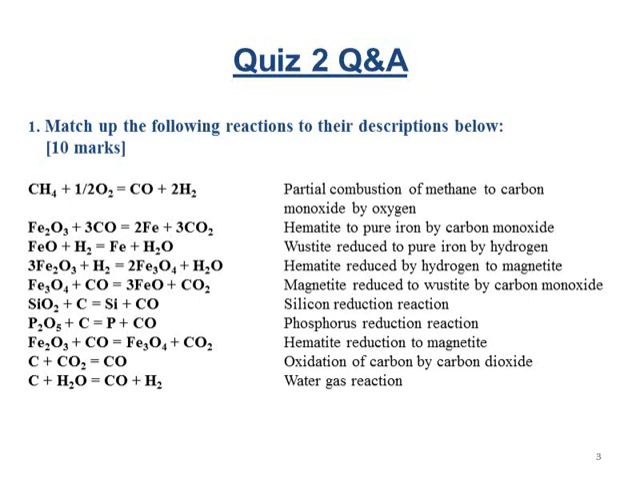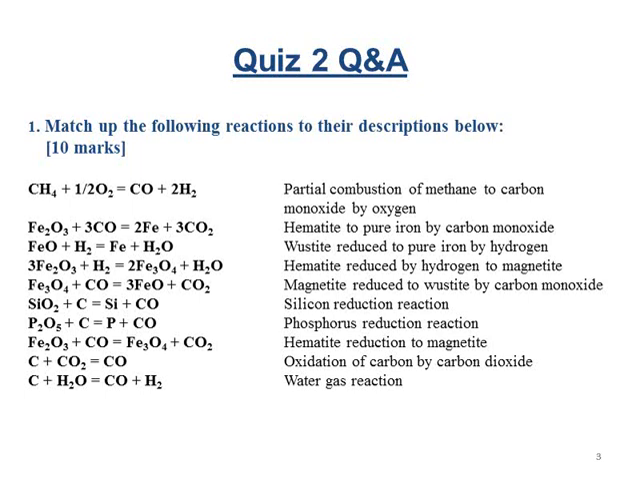Second reaction is Fe2O3 reacts with carbon monoxide to metallic iron and produce CO2 gas. So that's hematite. Fe2O3 is the highest oxidation of iron, and it's hematite, and that goes to pure iron by carbon monoxide.